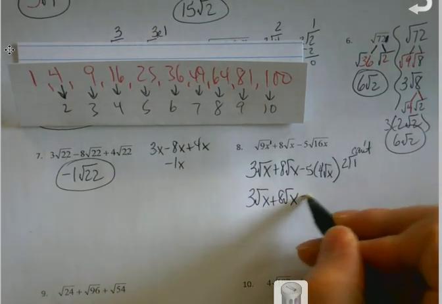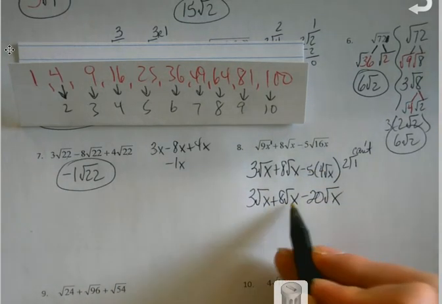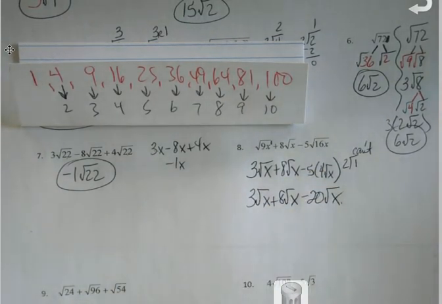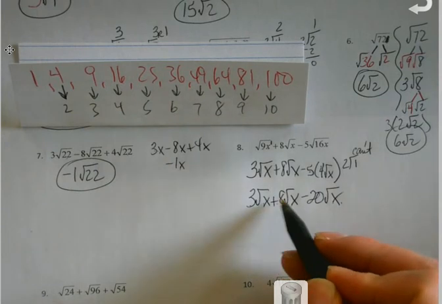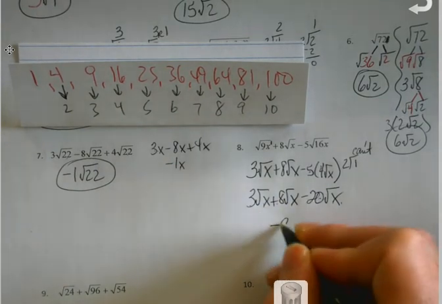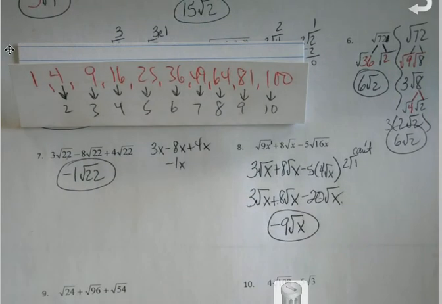Negative 5 times 4 is negative 20, because they're not under the radical. But now all my radicals are the same. It's just like what happened in number 7. Since they're all the same, now I just got to look at the numbers in front. 3 plus 8, that's 11. But 11 minus 20 would be negative 9. And that way I can be done.